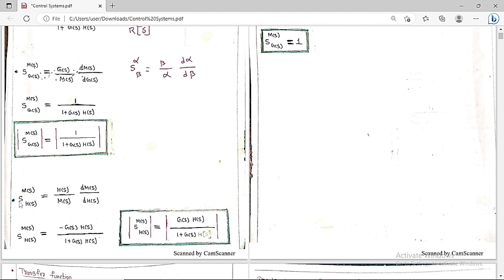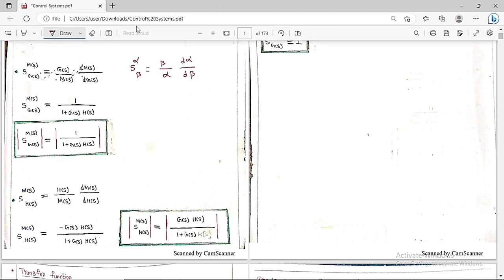I want to take only the negative part. So the negative of the sensitivity of M of S with respect to H of S is equal to just the negative part. This negative is going to become positive because we are taking the negative value. Therefore, it is G of S into H of S by 1 plus G of S into H of S. So this form will always be repeated.